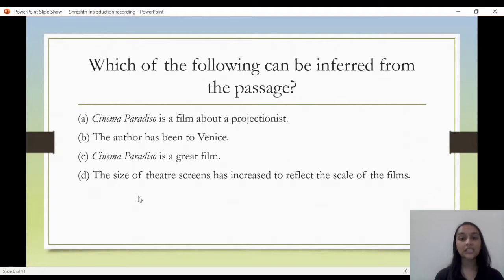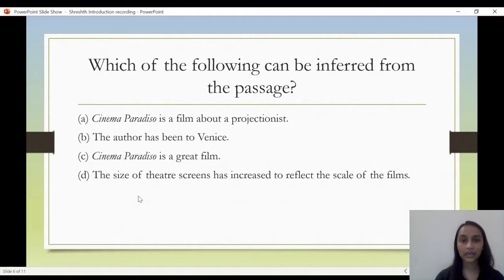The size of theatre screens has increased to reflect the scale of the films. However, the last line of the passage tells us the exact opposite. It tells us that the screen has not expanded to match the scale of the films, right? So it's contradicting the passage. So we can strike this one off as well. Now we are left with option A and option B.